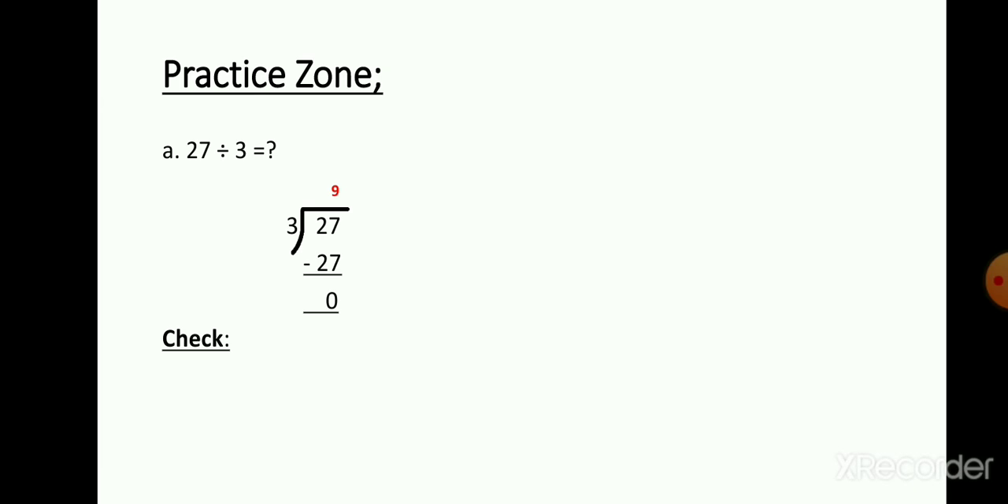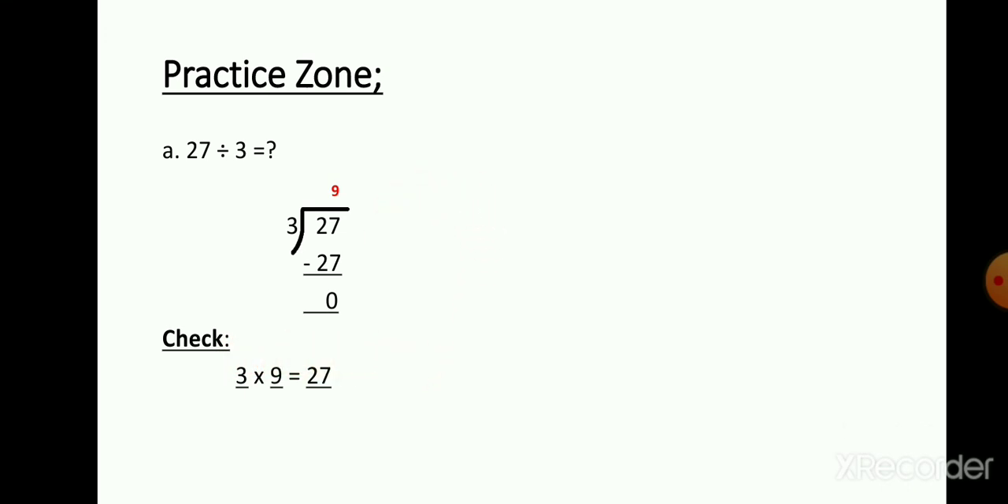So let's check our answer. For that we'll multiply 3 with 9. You can see 3 multiplied by 9 equals 27. If you recall the table of 9 up to 3, or you can recall the table of 3 up to 9, you'll get the answer 27. That means you solved the question correctly. So this is a short method to check your answer.